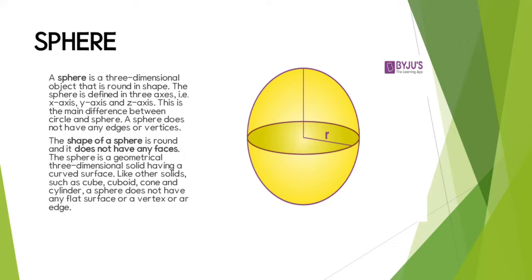So, Sphere. A sphere is a three-dimensional object that is round in shape. The sphere is defined in three axes: the x-axis, y-axis, and z-axis. This is the main difference between circle and sphere. A sphere does not have any edge or vertices. The shape of a sphere is round and it does not have any faces. The sphere is a geometrical three-dimensional solid having a curved surface. Like other solids such as cube, cuboid, and cylinder, a sphere does not have any flat surface or a vertex or edge.